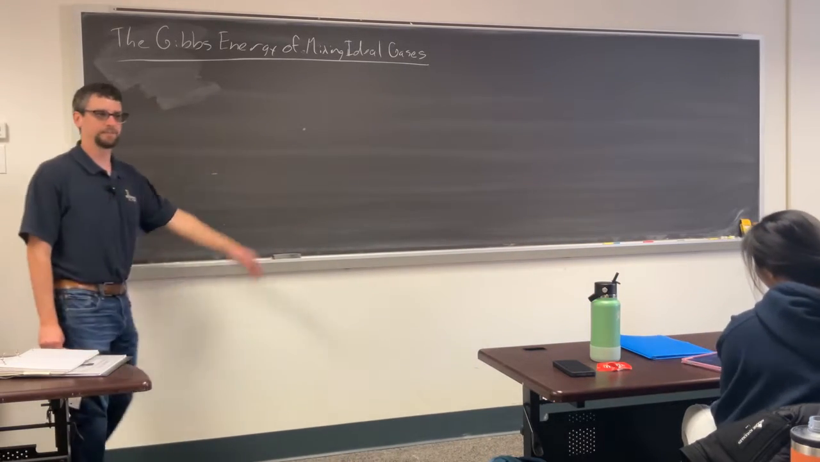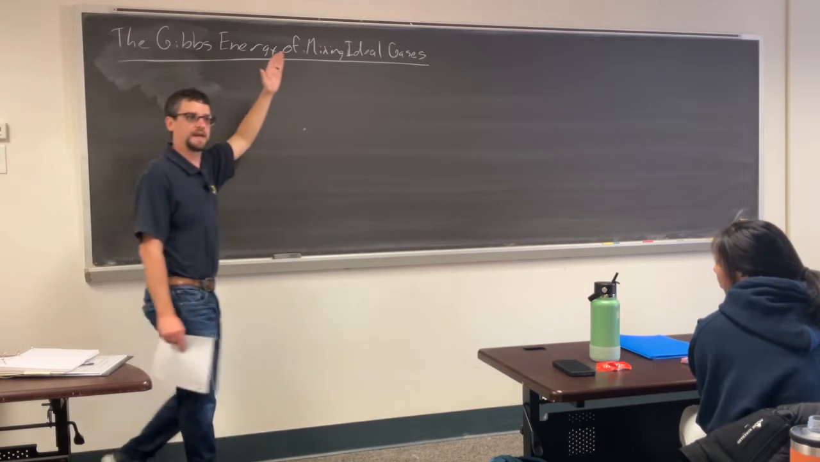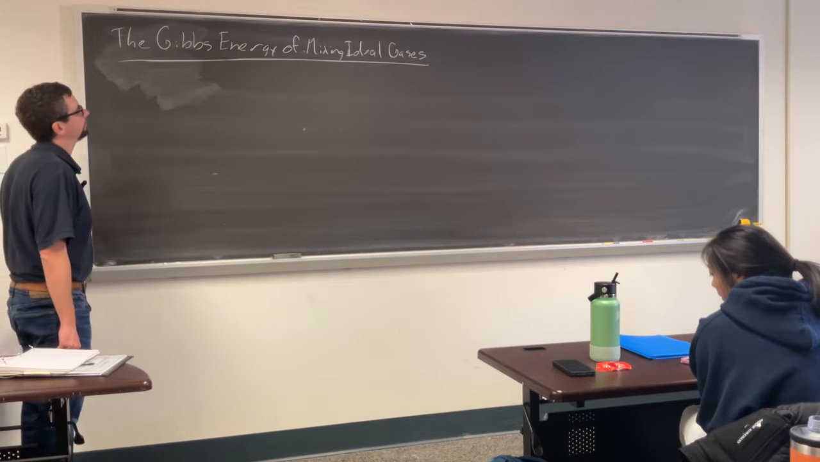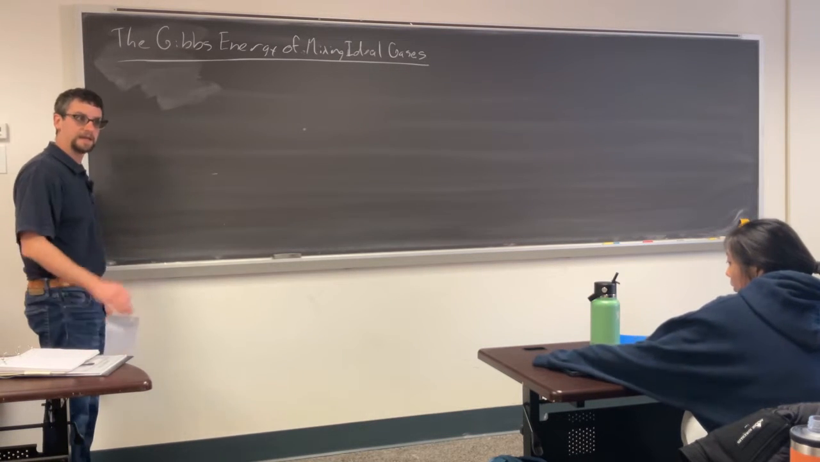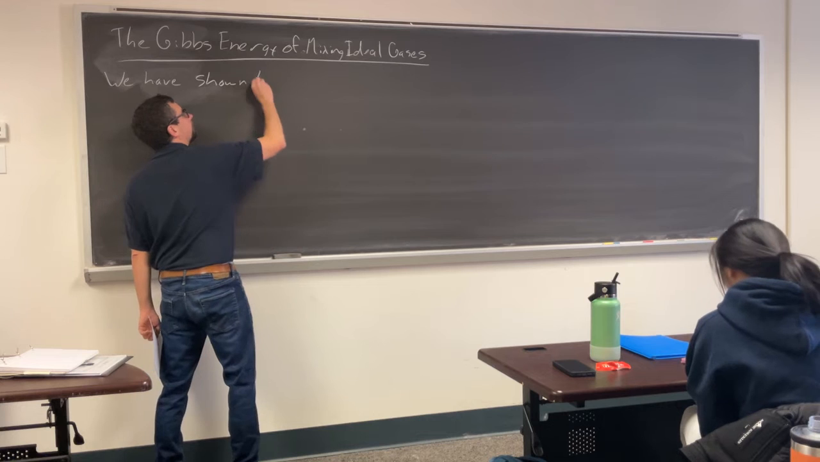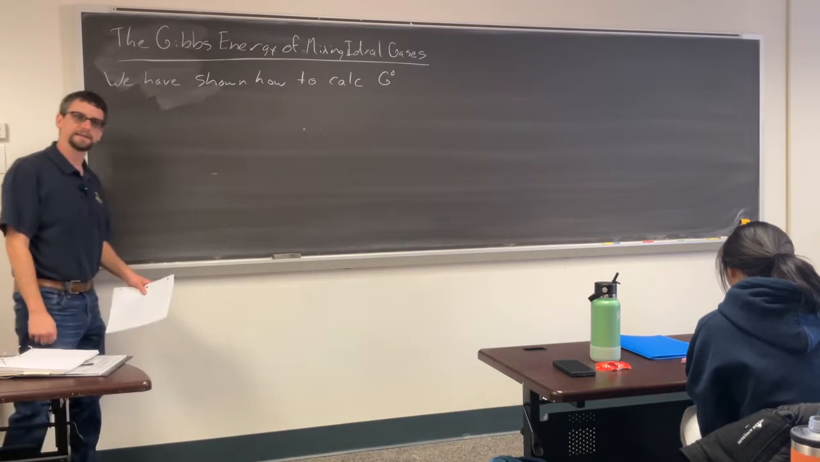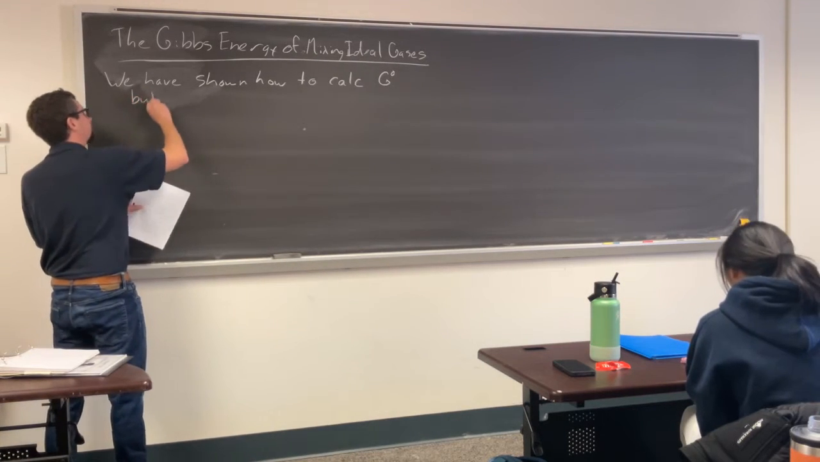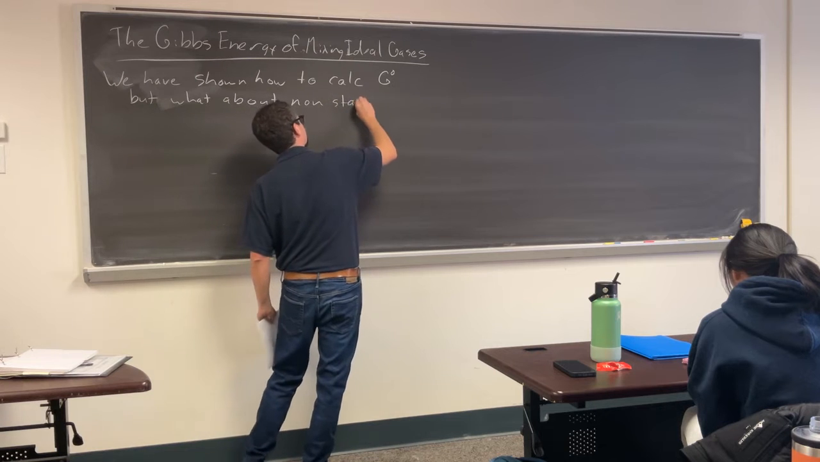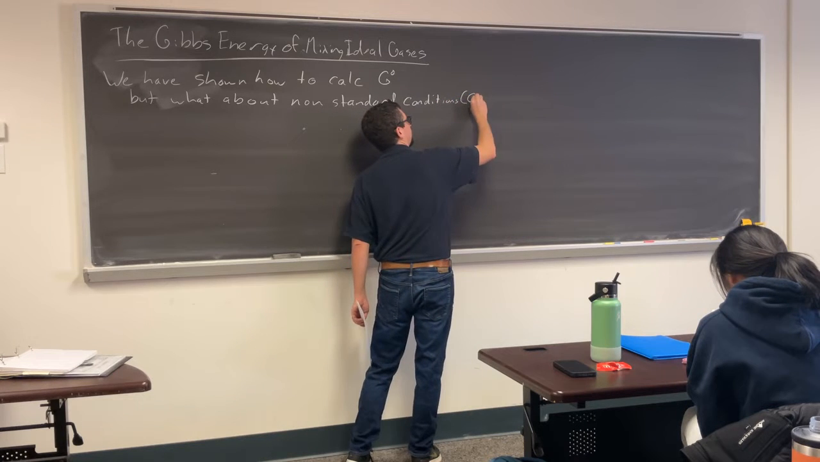And then I said we're going to talk about this. This is going to feel somewhat unrelated to what we just talked about, but we're going to use both of these concepts to get to equilibrium. Okay? So we've shown how to calculate Gibbs at standard conditions. What about non-standard conditions? That's where we're just going to have the symbol G.